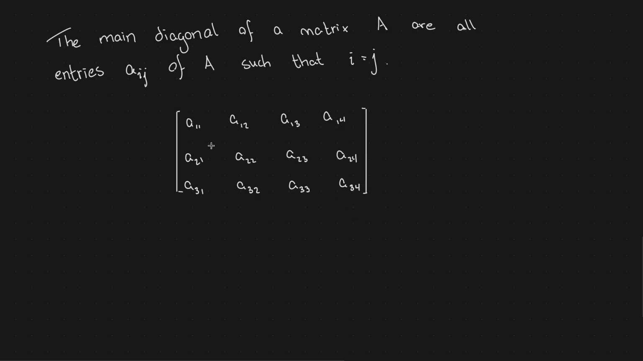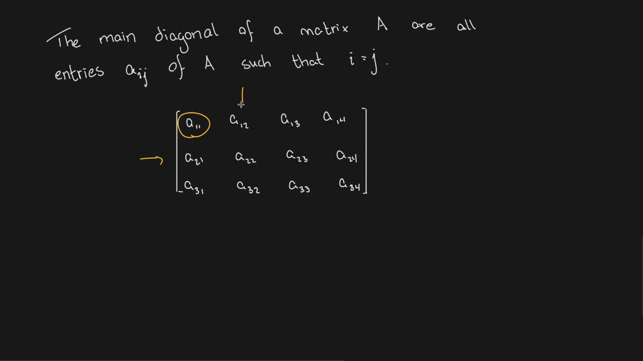Okay. So here I have a 3x4 matrix, 3 rows, 4 columns. So I want all the entries along the main diagonal. The entries along the main diagonal are going to be all the entries where i is equal to j, where the row number and the column number are the same. So I want the entry in row 1, column 1. So that's this one. Okay. So this one's along the main diagonal, A sub 1, 1.